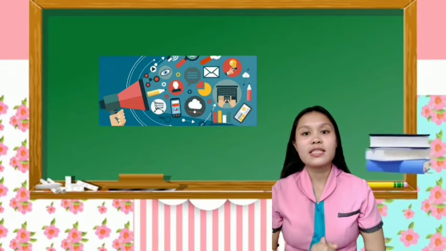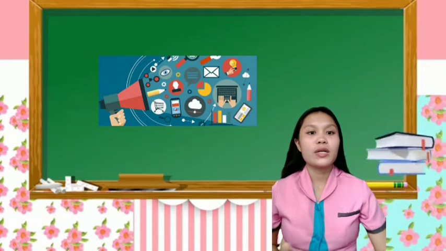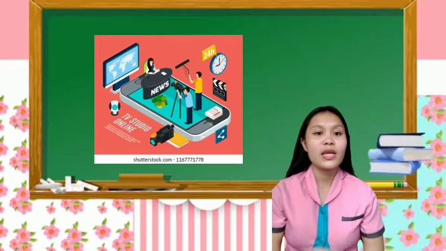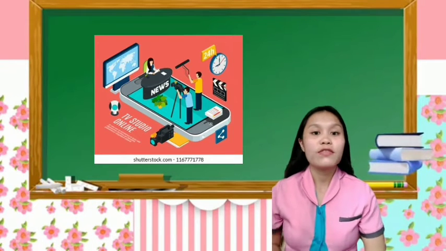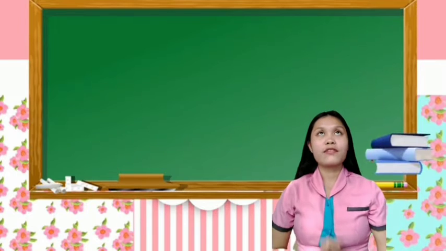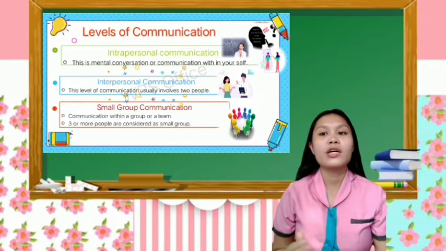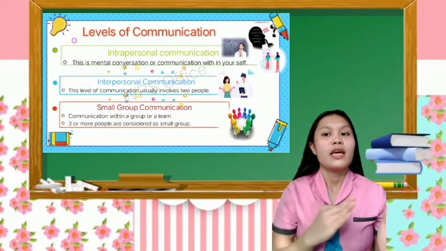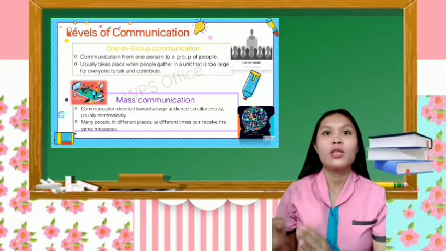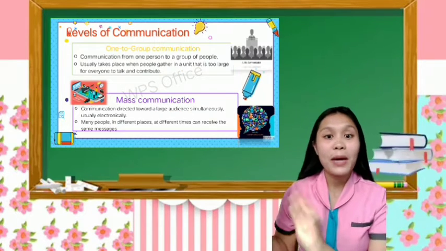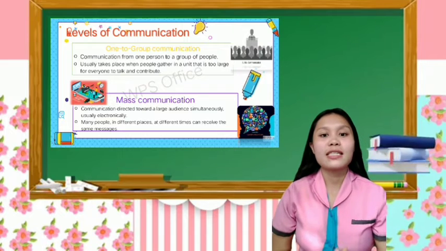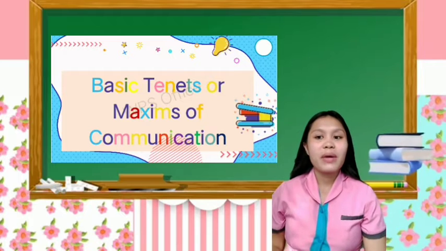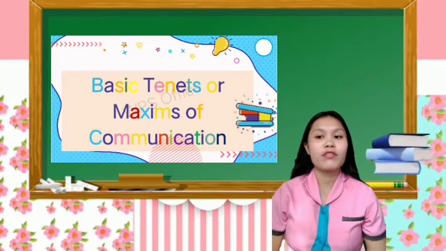In today's world, no policy or product can succeed without a smart message targeted to the right audience in creative and innovative ways. So again, the 5 levels of communication are intrapersonal communication, interpersonal communication, small group communication, one-to-group or public communication, and the last is mass communication. Now let us tackle the basic tenets or maxims of communication.